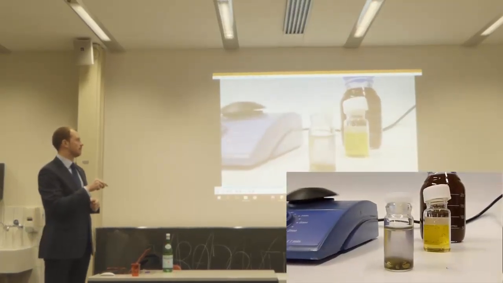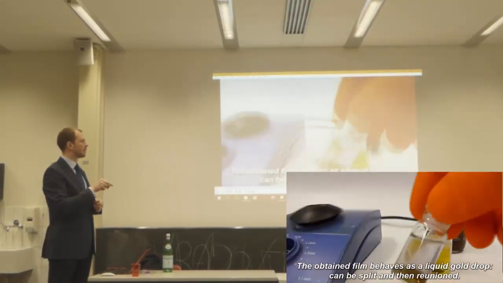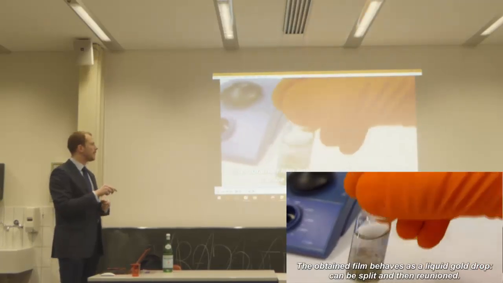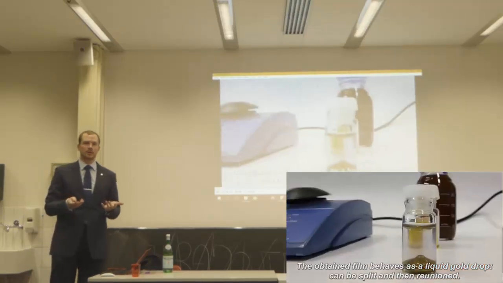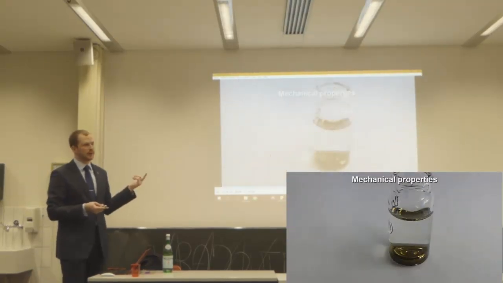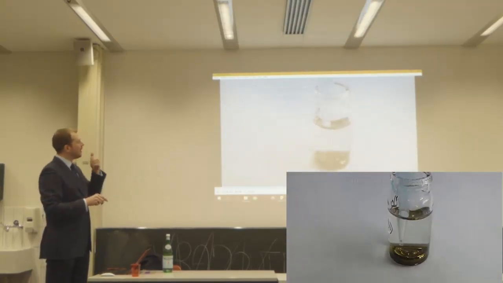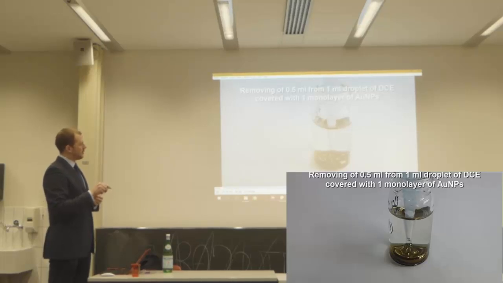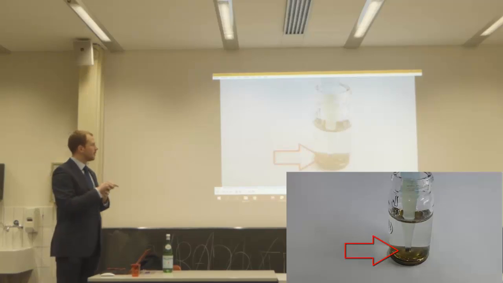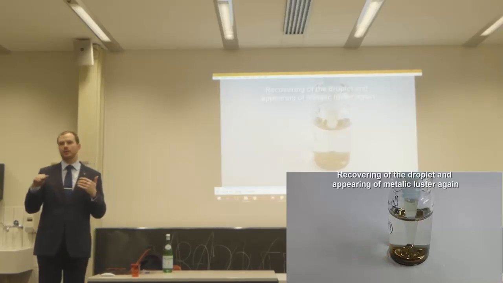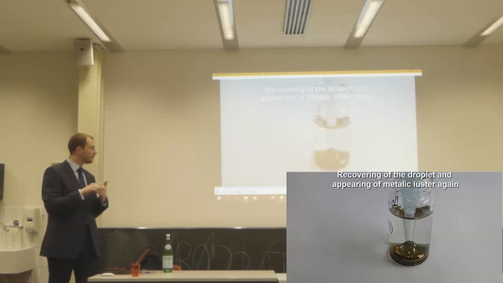Okay, you see the second portion of the liquid interface. And this film behaves like liquid gold, except for the melting temperature. One of the special properties is that nanoparticles are sticky together, so you can see here, for example, small wrinkles that form on the surface of the liquid.